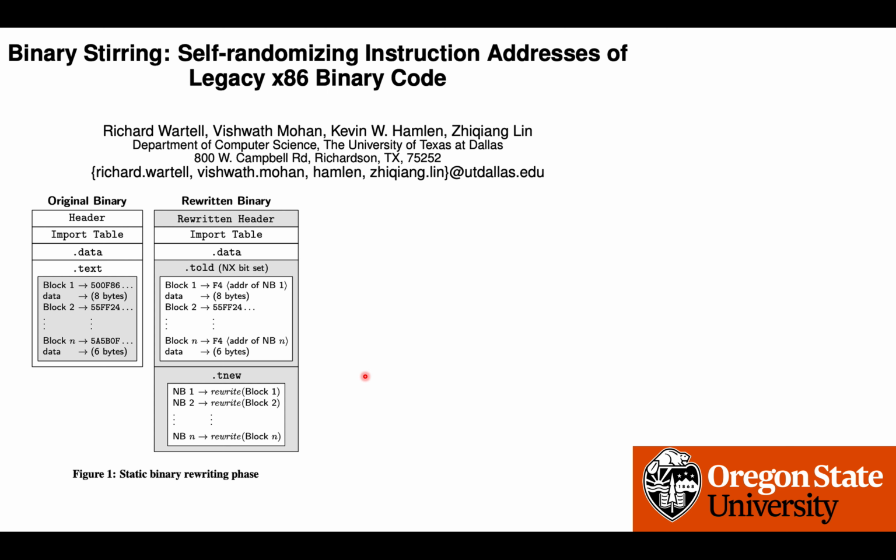Yeah. And another work is called binary stirring. This work attempts to randomize the code instruction by instruction. So not just shuffling the functions, it will shuffle the order of the instructions in a limited manner. So it's very hard to find ROP gadgets with a single leak.